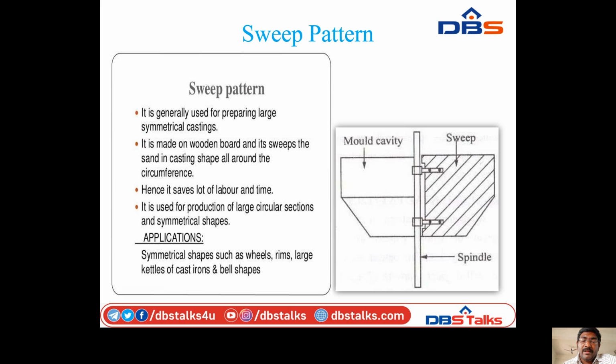Sweep pattern. It is generally used to prepare large symmetrical castings. It is made of a wooden board, and it sweeps the sand into casting shapes all around the circumference. It is used for the production of large circular sections and symmetrical shapes. Axis-symmetrical molds, particularly large in size, may be made by means of sweep patterns.